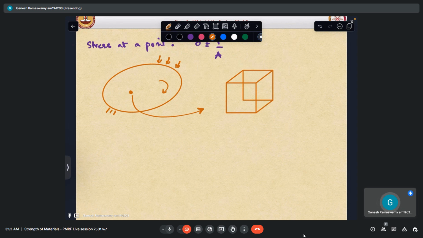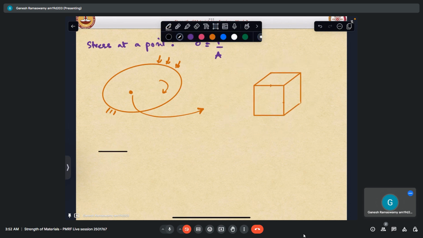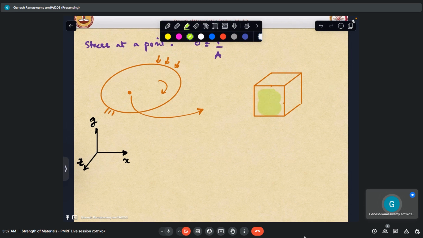The cube still has zero dimensions. We are just looking at that point. I have taken it like this. Let the positive coordinate axes be x, y, and z. We can see that this is the positive x face because its surface normal is pointing in the positive x direction. Similarly, we have the positive y face and positive z face here.